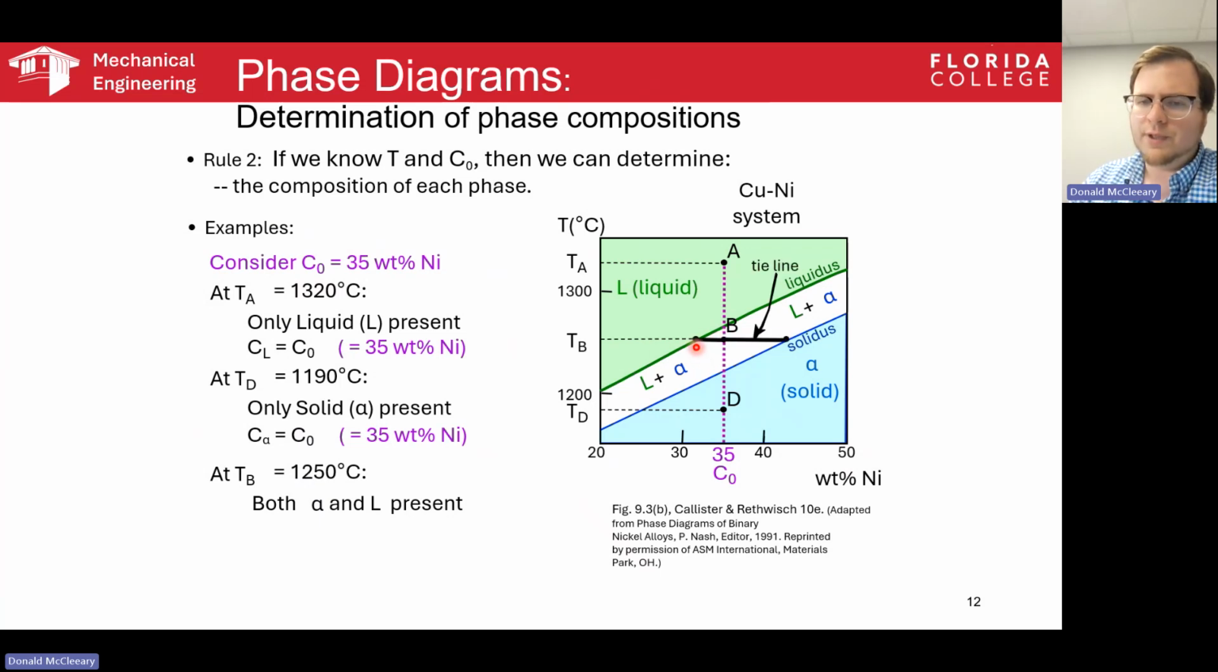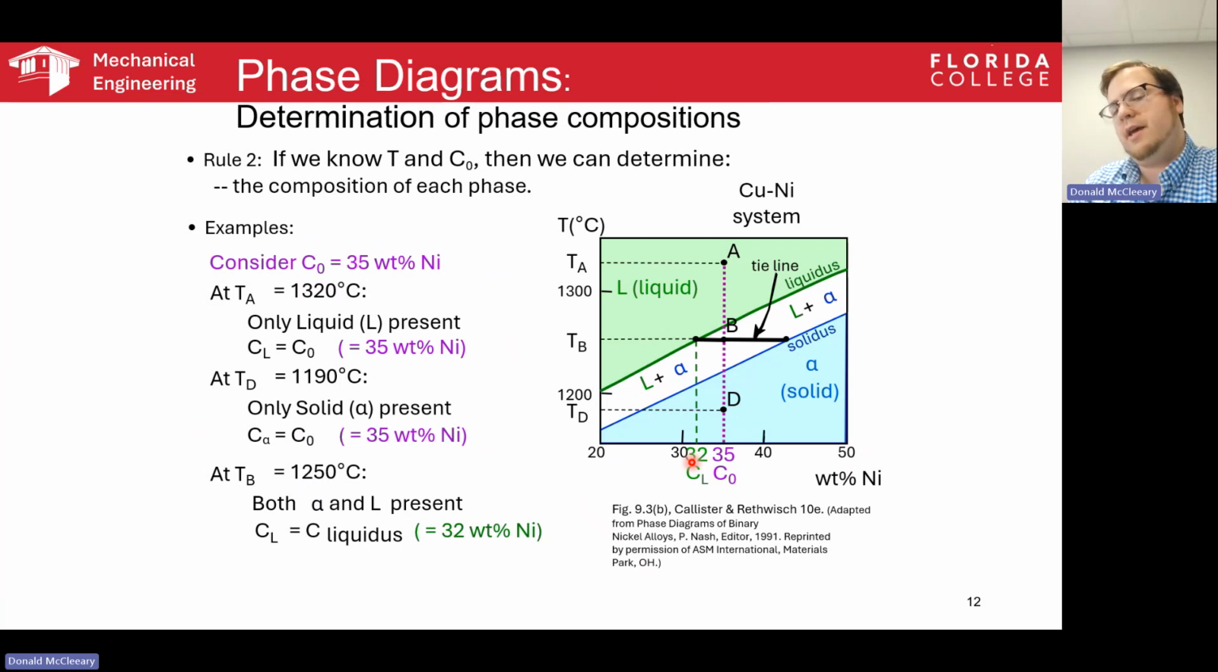Then what we're going to do is draw straight lines down to our x-axis, right? And then we get the compositions of each phase. So here at our liquidus line, we can get the composition of our liquid region, which is 32 weight percent nickel. So the opposite of that would be 68 weight percent copper, right?